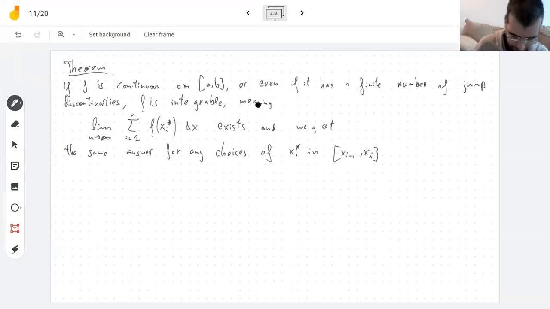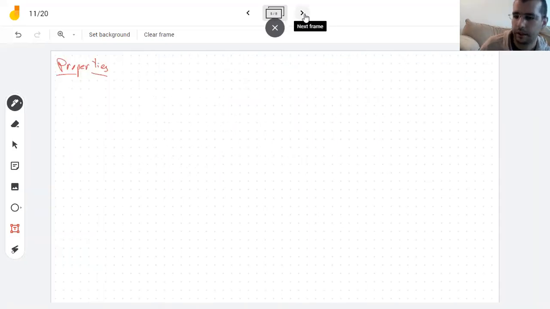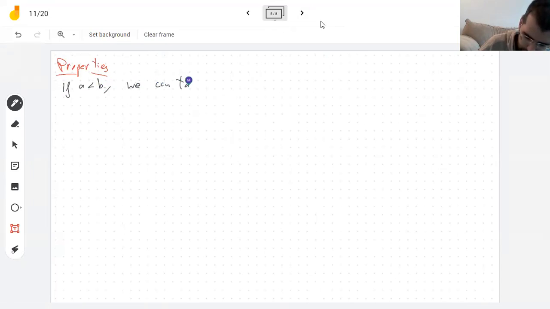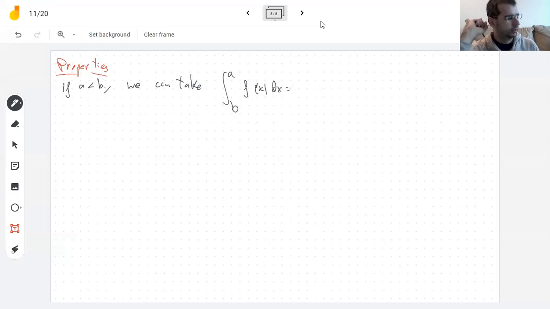So, properties. So here's the thing that's convenient to say. Normally we would say that A is smaller than B, if I'm writing the interval AB, but I could write the integral in the other direction, either by definition, so now you're going to the left, you're going from B to A.